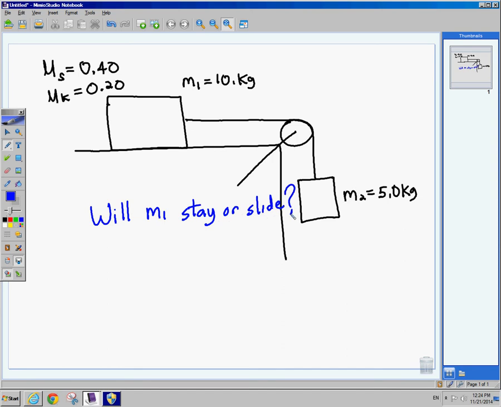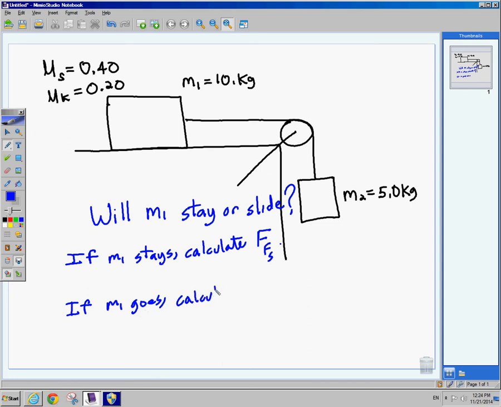Okay, come on, let's stay focused, folks. Will M1 stay or will it slide? If M1 stays, calculate the maximum static friction force holding it there. If M1 goes, calculate the acceleration.